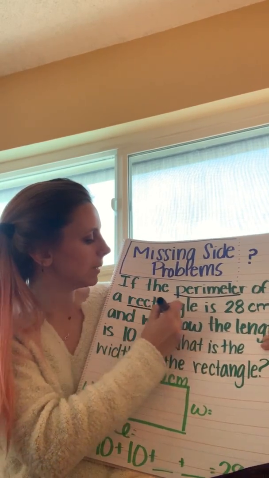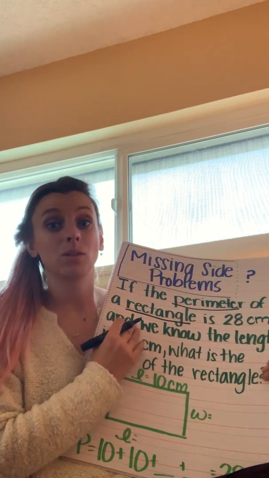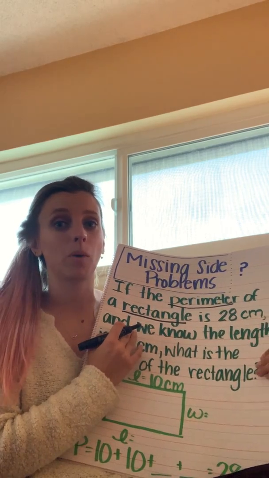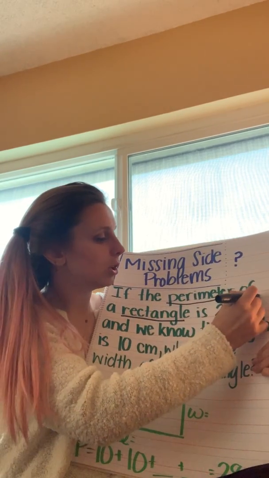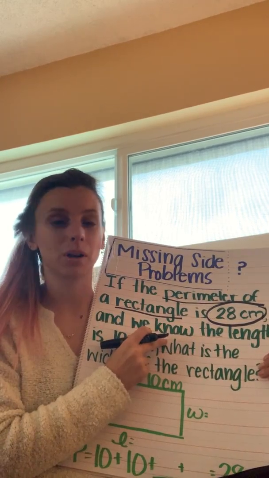And I know I have to draw a rectangle. That's a shape, and that's important. Because if it was a square, then I know that all my sides are the same, right? So a shape changes a lot about how we find perimeter. And I'm going to circle 28 centimeters because that's a really important number.